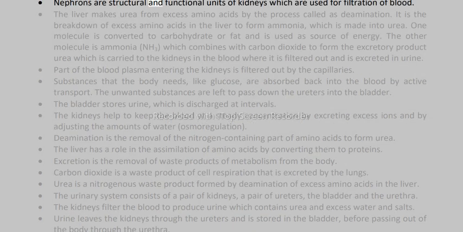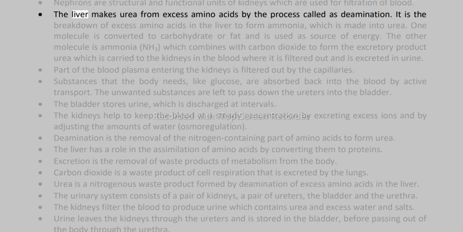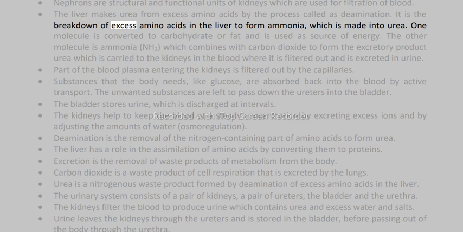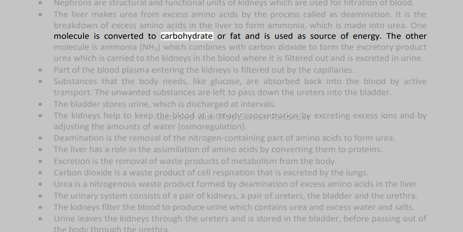Nephrons are structural and functional units of kidneys which are used for filtration of blood. The liver makes urea from excess amino acids by the process called deamination. It is the breakdown of excess amino acids in the liver to form ammonia, which is made into urea. One molecule is converted to carbohydrate or fat and is used as a source of energy.